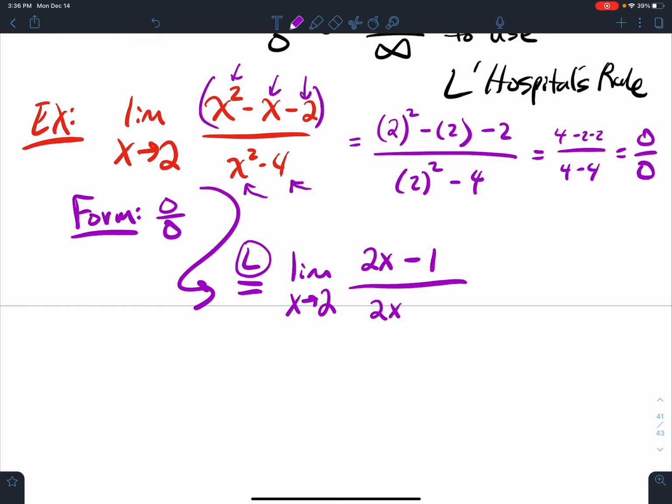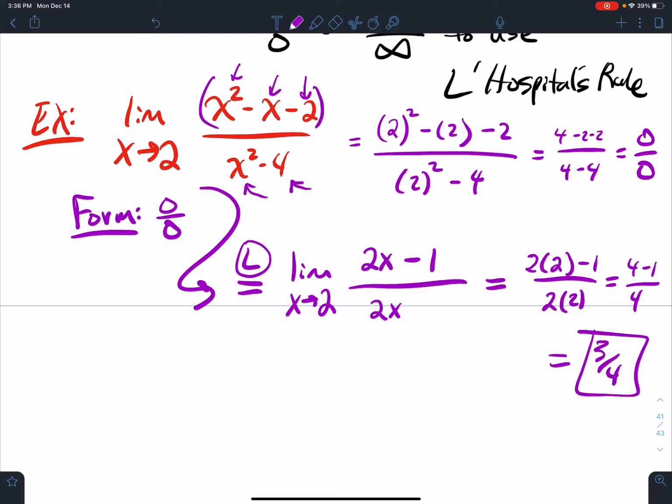Well, let's plug it in. That's 2 times 2 minus 1 over 2 times 2. So that's 4 minus 1 over 4, so that's 3/4. So my answer is 3/4, okay?